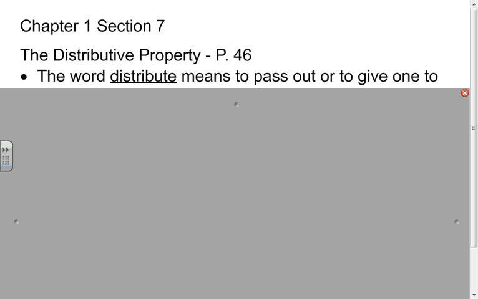Hey everybody, Chapter 1, Section 7, titled The Distributive Property, starts on page 46. We're going to do this one in two parts. Here's the first part. First of all, definition.